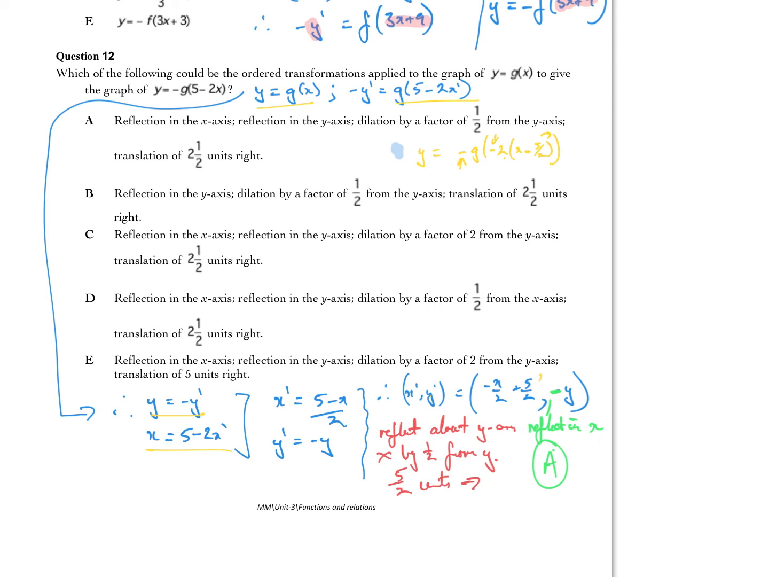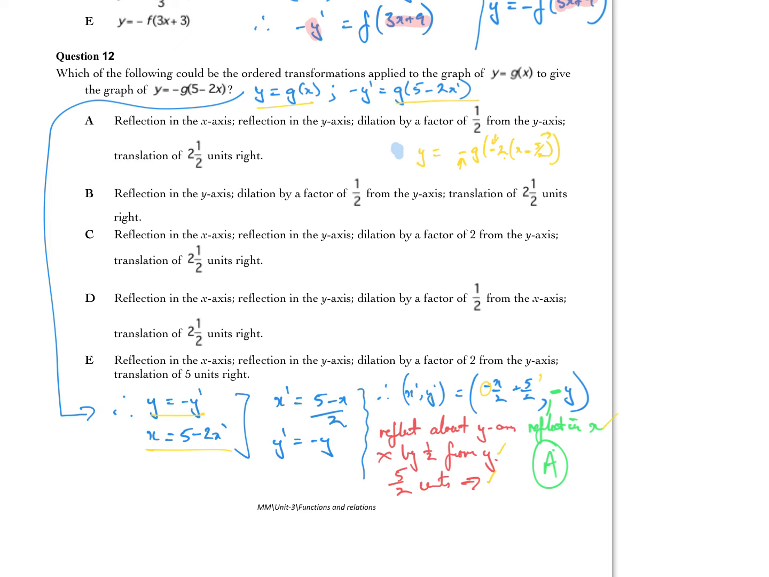So what they are, as a series of transformations: I've got a negative sign on the x, so it's reflecting about the y-axis, multiplying the x value by a half, so it's dilated by a half from the y-axis, then 5 on 2 units to the right, and I've got the y value being multiplied by a negative, so that's reflecting about the x-axis.